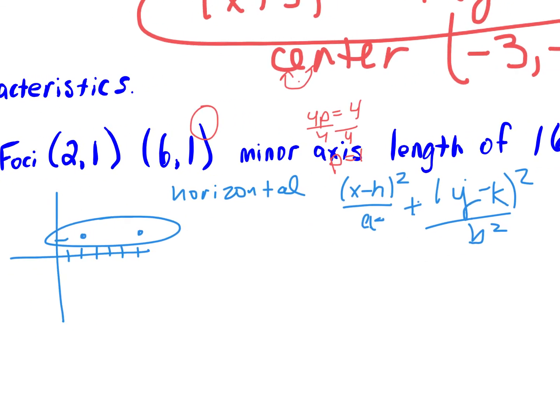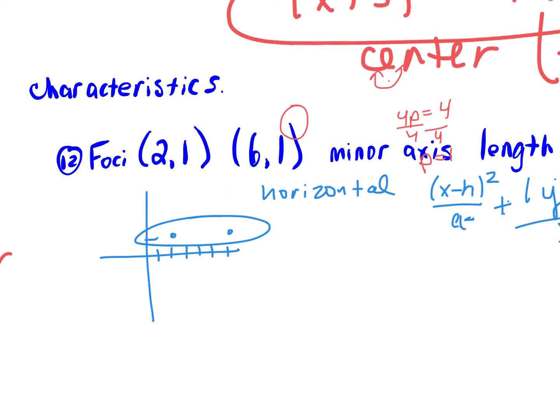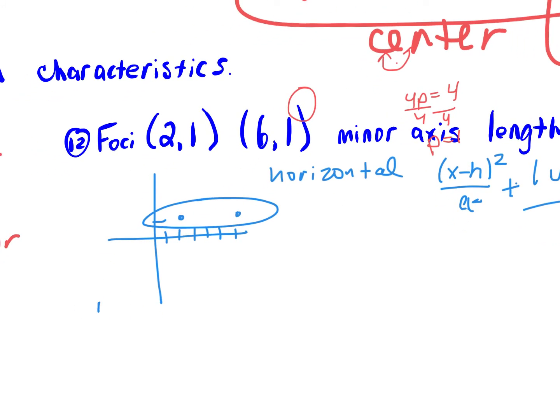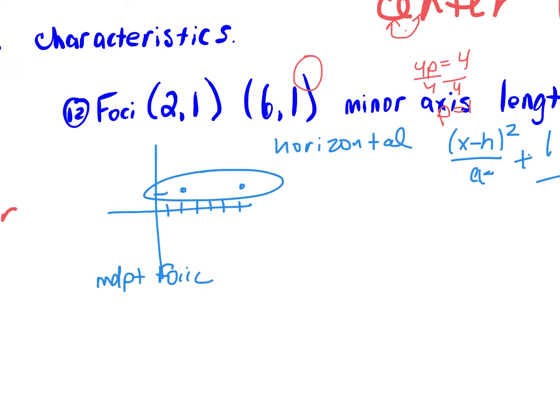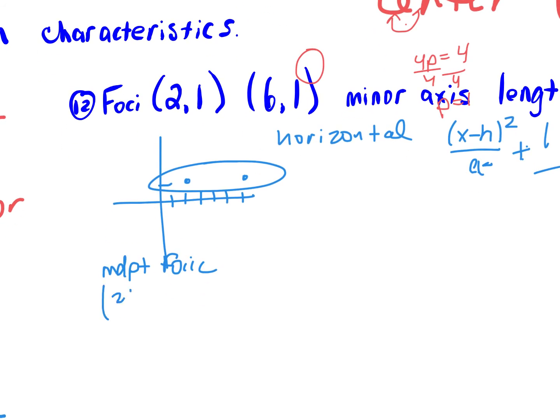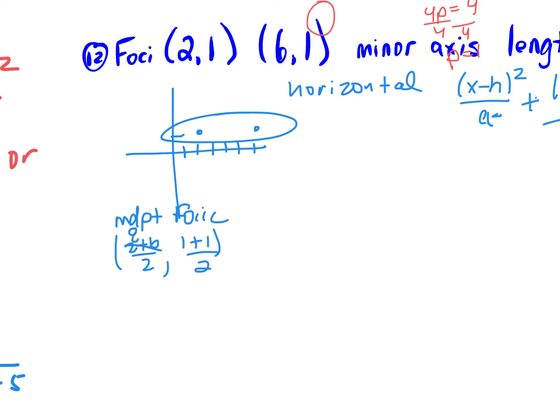So the first thing we're going to do is find the center. And the way that we find the center is it's the midpoint. Remember, we'll say midpoint of the foci. So I have 2 plus 6 divided by 2, comma, 1 plus 1 divided by 2. So my center, 2 plus 6 is 8. 8 divided by 2 is 4. 1 plus 1 is 2, divided by 2 is 1. So my center is going to be at 4, comma, 1, right? 4 is my H, 1 is my K.